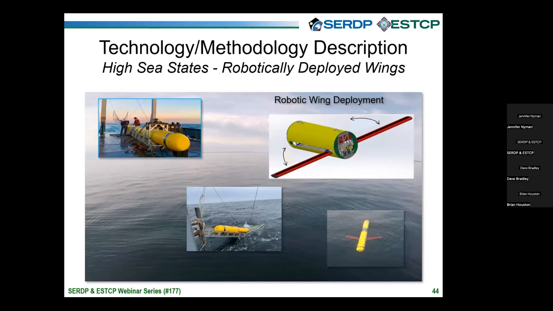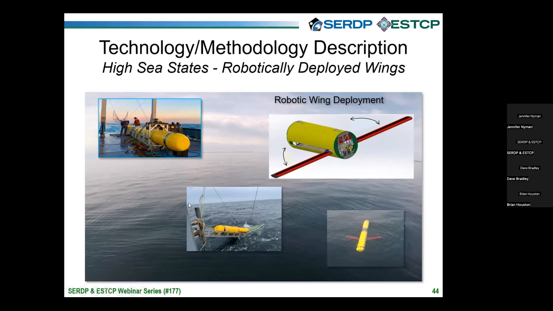Squinting is what I should be saying. The next slide basically just captures some images of what it looks like to launch and recover the look down sonar. The wings are on a single stage robot where the wings deploy. Once the vehicle is in the water, the entire system is in the water.